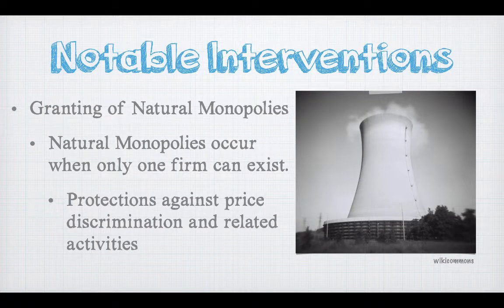The government will also grant natural monopolies. A natural monopoly exists when there's only one firm that can exist. When we think about stuff like our power company or a gas utility company, when we think about Indiana Michigan Power, we think about, how many different sets of power lines do we want running? How many different sets of cable lines do we want running? How many different gas lines do we want underground?